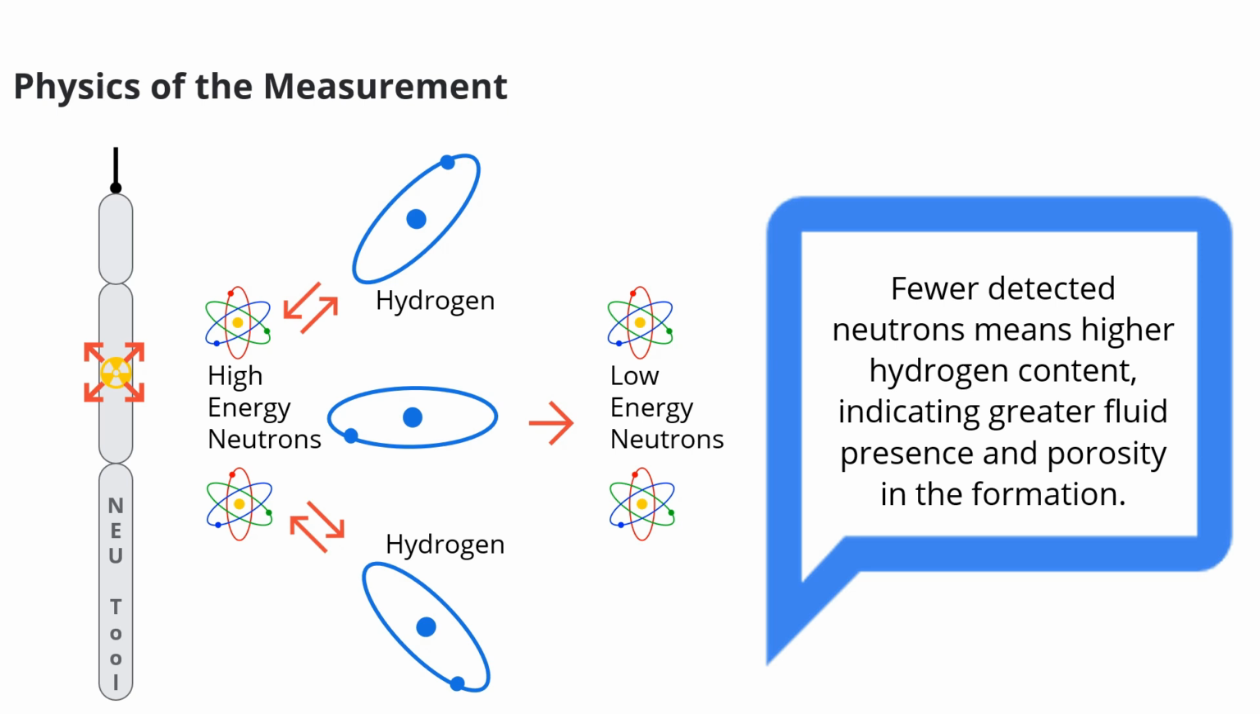Again, in summary, neutron porosity tools emit high-energy neutrons, but measure the resulting low-energy neutrons after interaction with the formation, and interpret this data to estimate hydrogen content. Since hydrogen is primarily found in pore fluid, this measurement serves as an indicator for formation porosity, allowing us to indirectly assess the potential fluid holding capacity of the rock.